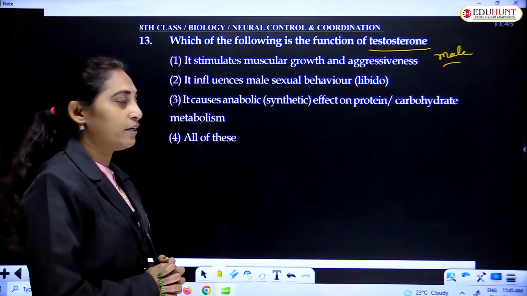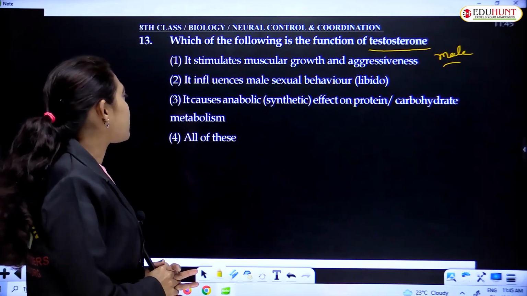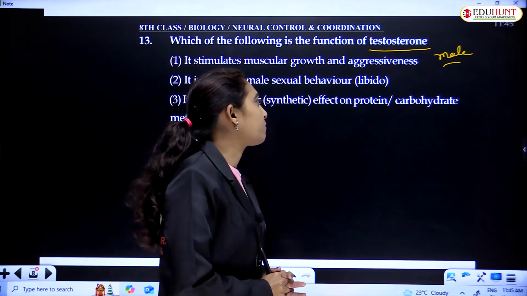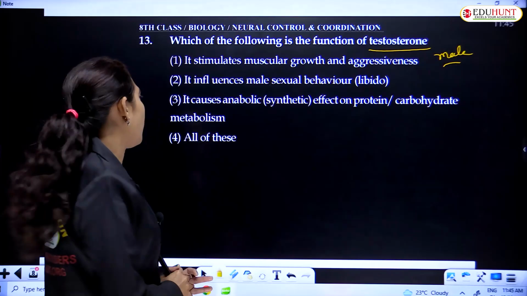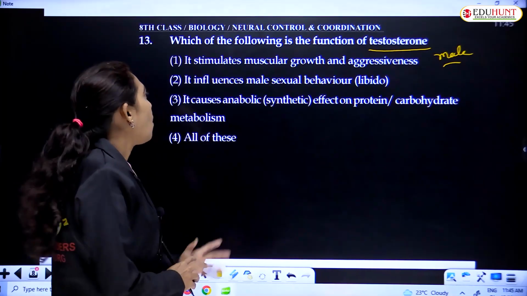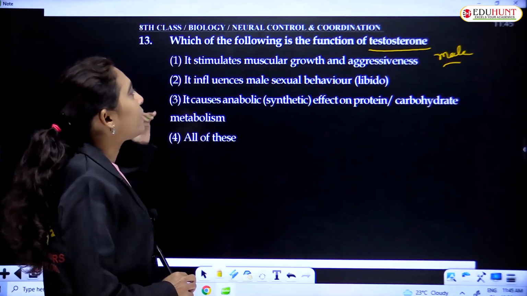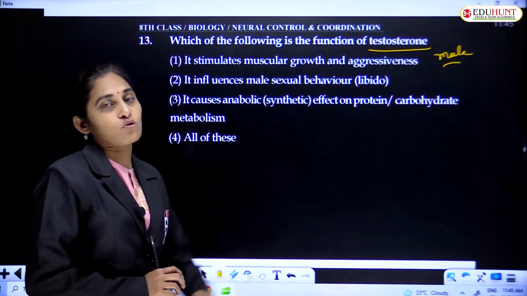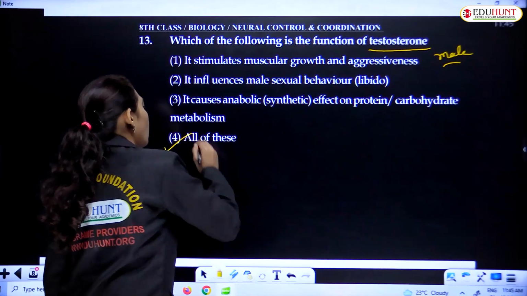Yes, definitely it does. It causes an anabolic or synthetic effect on protein and carbohydrate metabolism. So all these are the functions of testosterone. So, all of these.